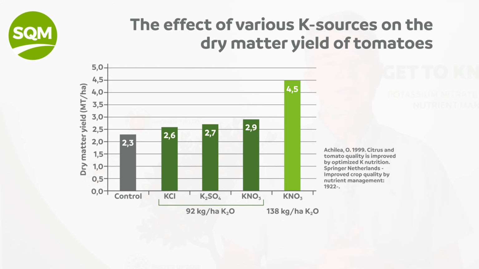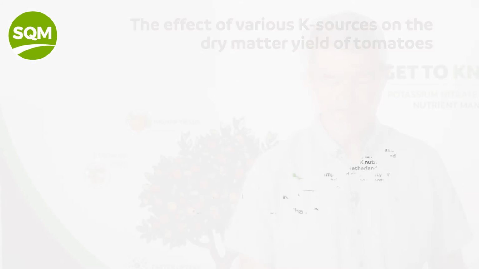But even in the 92 kilograms per hectare of K2O, you can see a slight increase in dry matter accumulation, in yield, metric tons per hectare, and also by increasing the potassium in the form of potassium nitrate, a dramatic increase in metric tons per hectare.